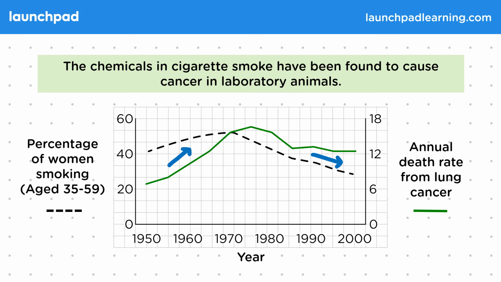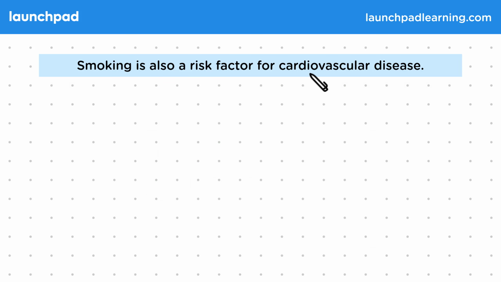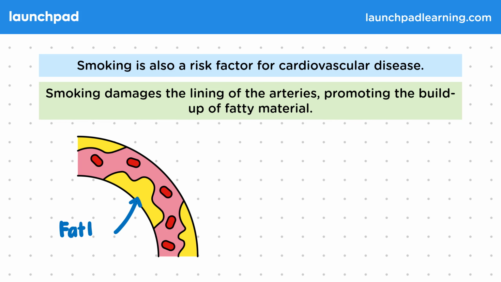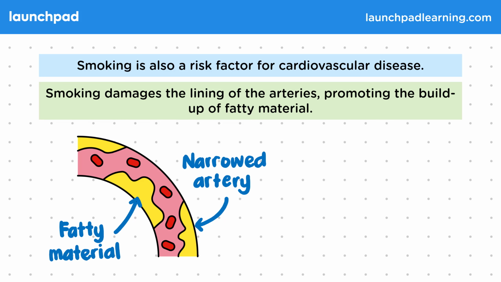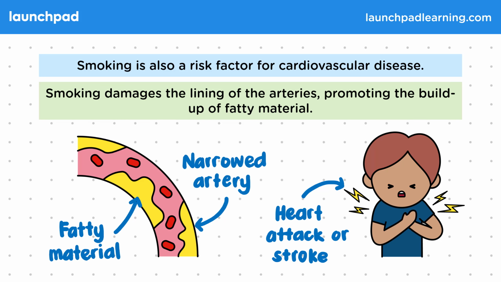Let's have a look now at some other health problems caused by smoking. Smoking is also a risk factor for cardiovascular disease. Smoking damages the lining of the arteries, promoting the buildup of fatty material. The chemicals in smoke damage the lining of the arteries. Remember that this can occur in the coronary arteries that supply the heart, leading to coronary heart disease. Narrowed arteries can lead to a heart attack or even a stroke.